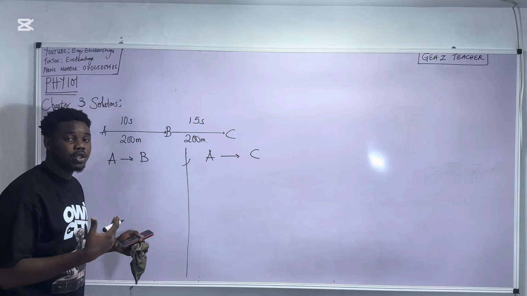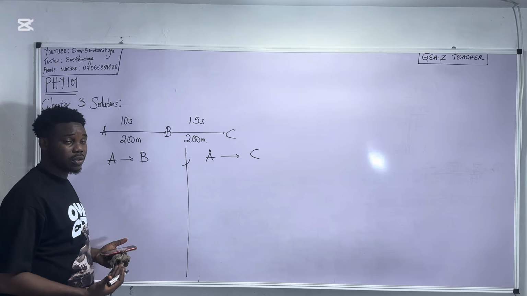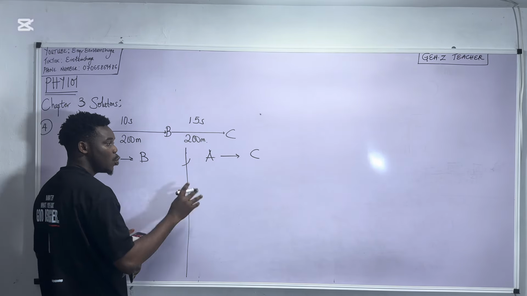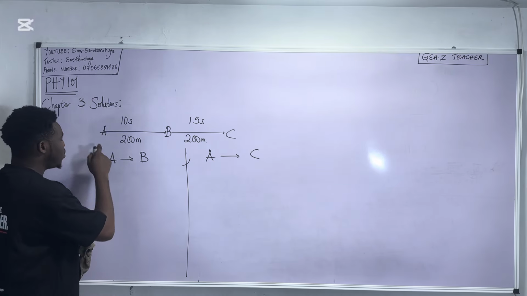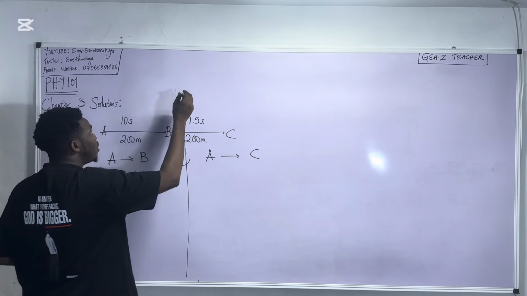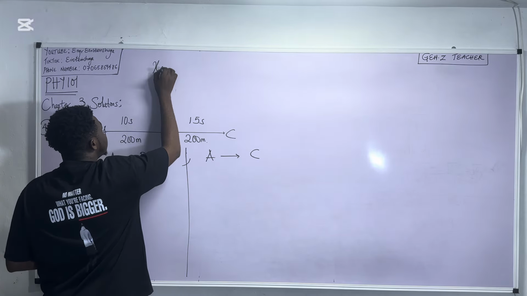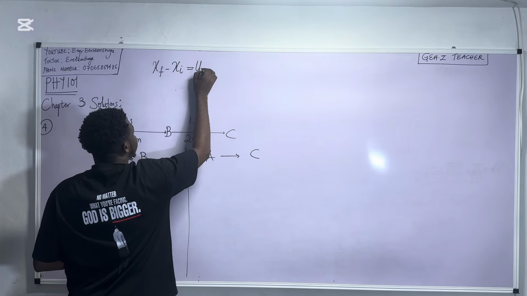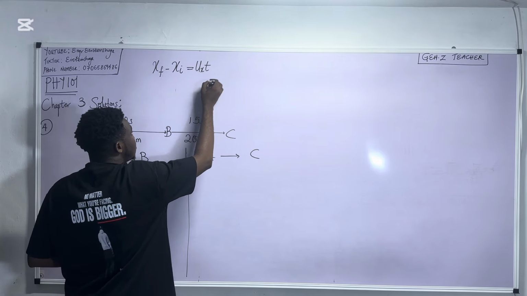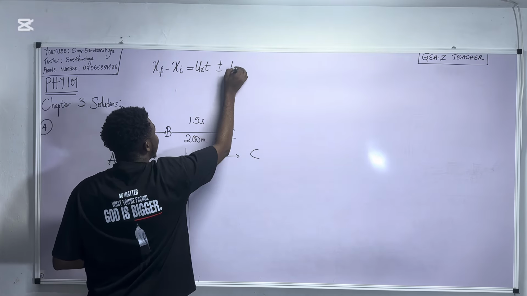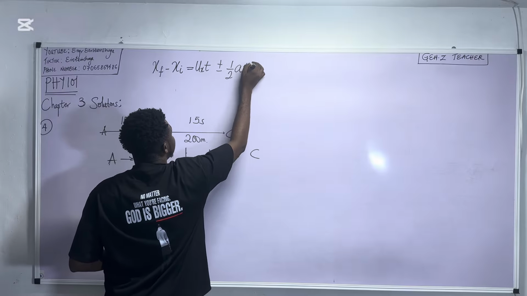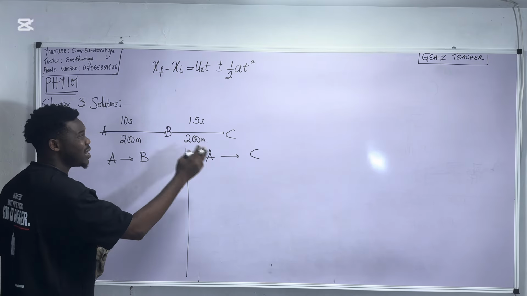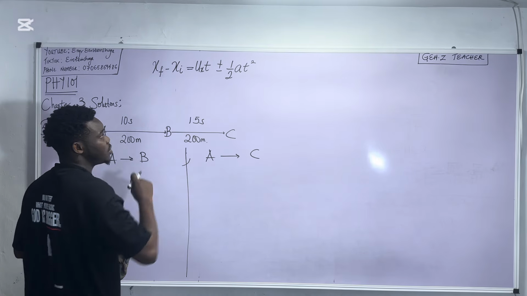To form your equations, you need a continuous equation. So A to B and A to C will work for us. From A to B, I'm going to apply the formula that says the final position minus the initial position equals the initial horizontal velocity times t, plus or minus half a t squared. Since the object is going to rest, we're going to use minus here.